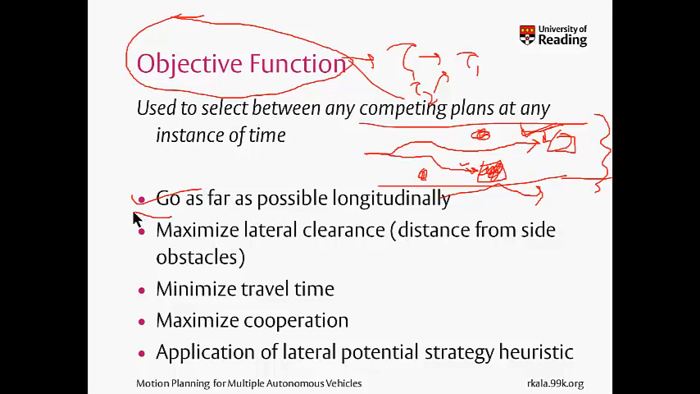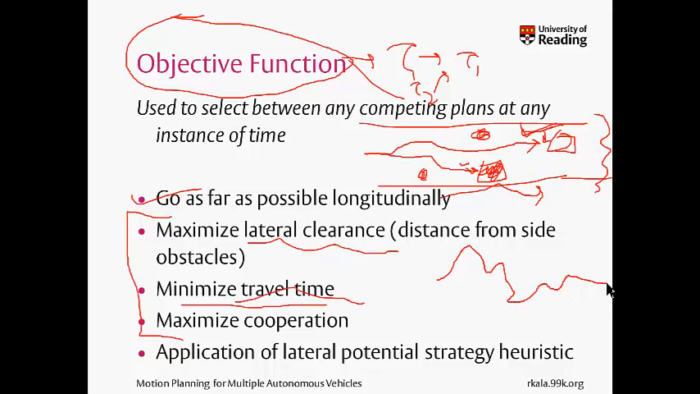Apart from this, the other points are what you would normally expect. In a road scenario, I've always said that maximizing lateral clearance is always much better than minimizing time. And why do I need to consider time at all? Because sometimes my trajectory that maximizes lateral clearance can be very odd. So this is a high priority and this is a little low priority.